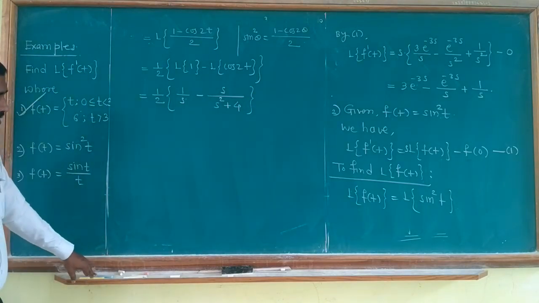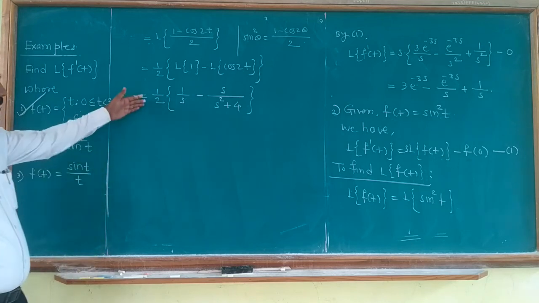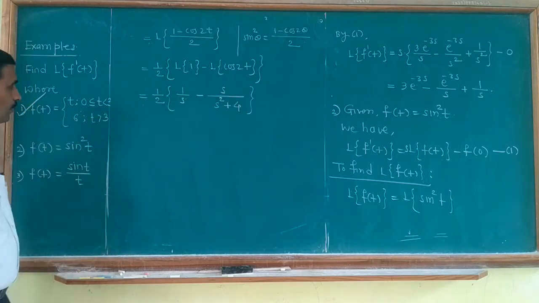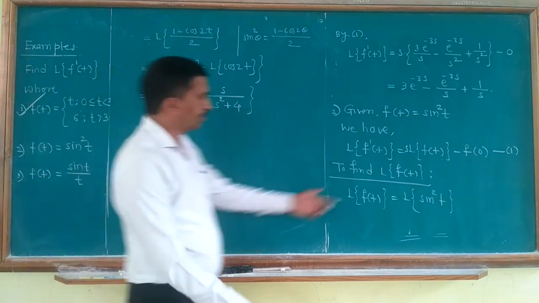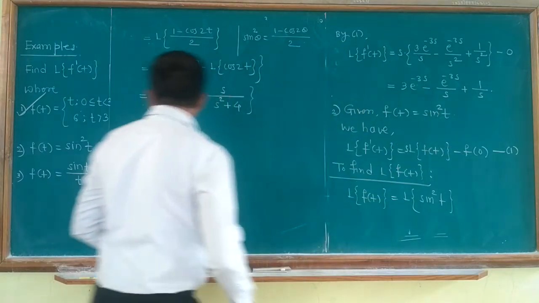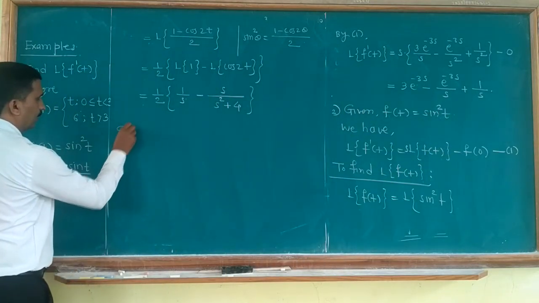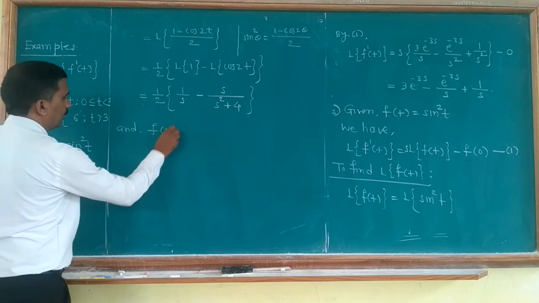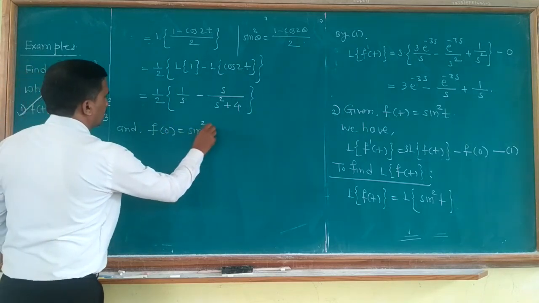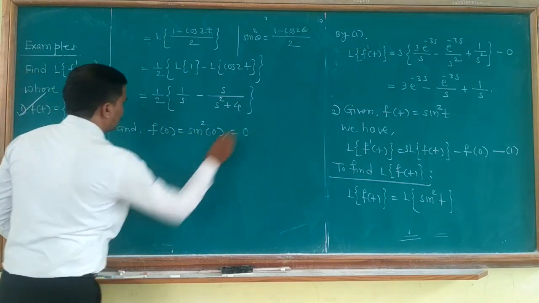And once you get this, then substitute these values in equation 1. Also we need one more, that is f of 0. So obviously it is 0, and f of 0 is equal to sine square 0, that is equal to 0.